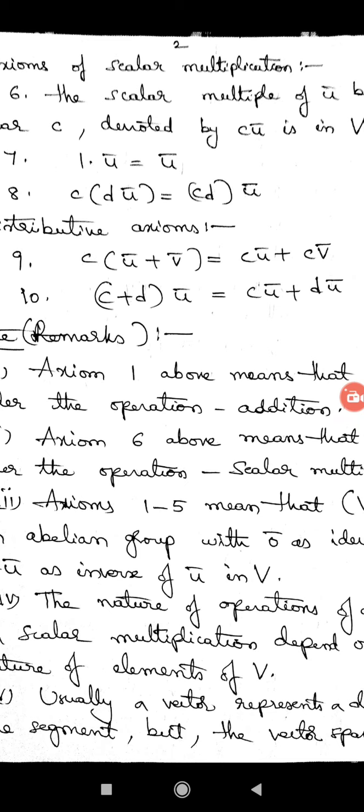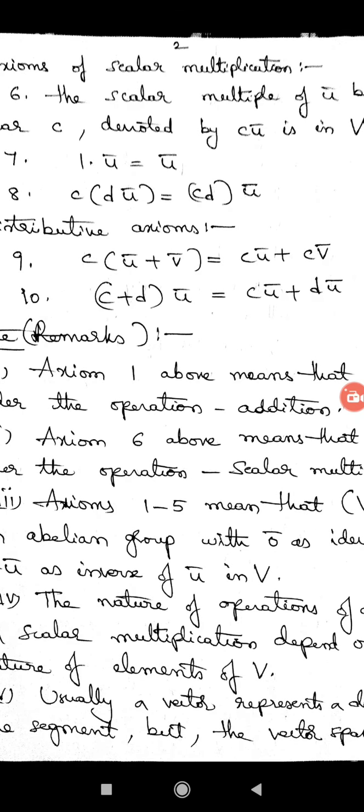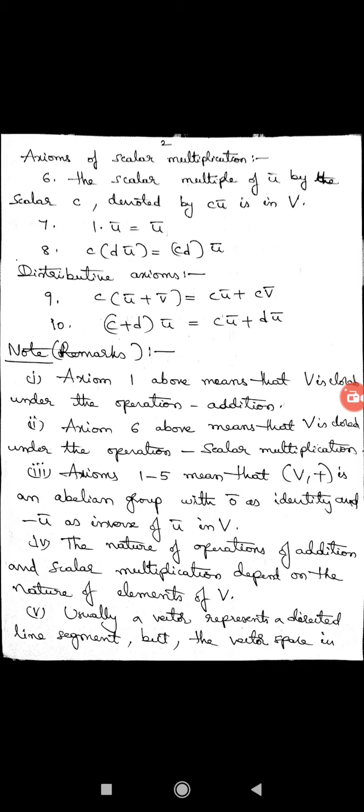And the last, 10th property says that c plus d times u bar is equal to cu bar plus du bar. This means here in the 9th property we have taken the addition of 2 vectors multiplied by a single scalar, whereas in the 10th property a single vector is multiplied by the sum of 2 scalars, and we can see it is also distributive. So the 9th and 10th properties are the distributive axioms.